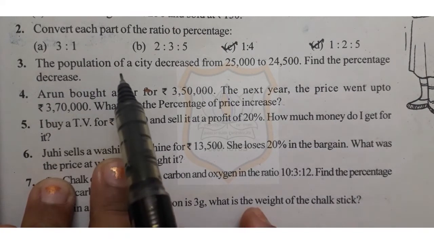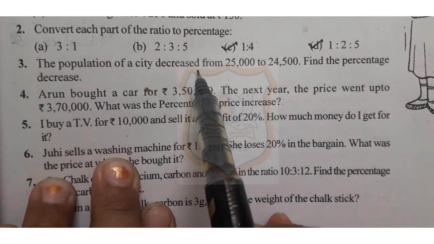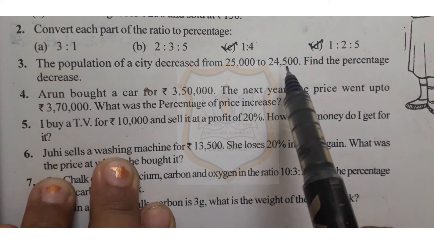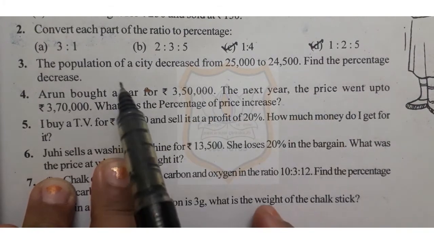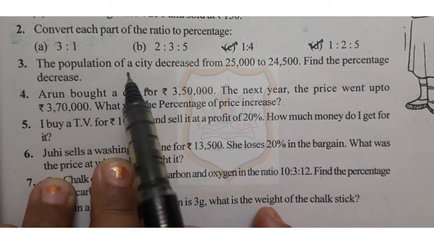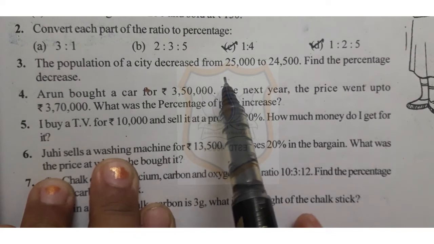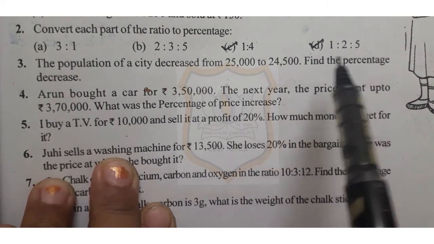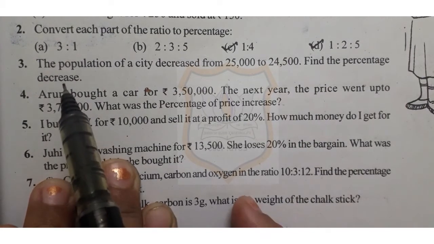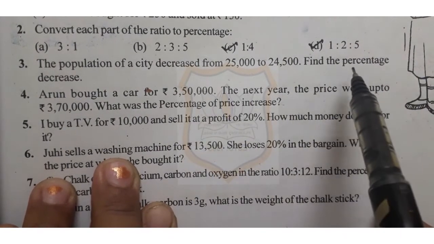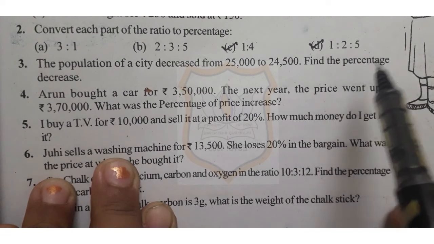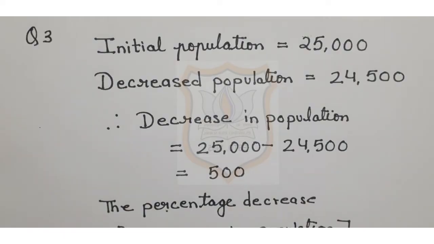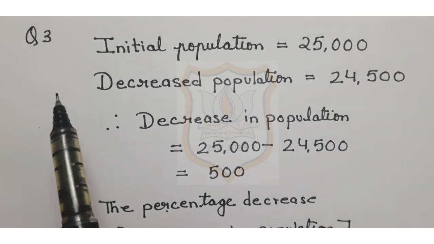The population of a city decreased from 25,000 to 24,500. It means the population of a city decreased, it reduced, from 25,000 to 24,500. Find the percentage decrease. You have to find out the percentage of the population decreased. So let's solve question number 3. This is the solution of question number 3.